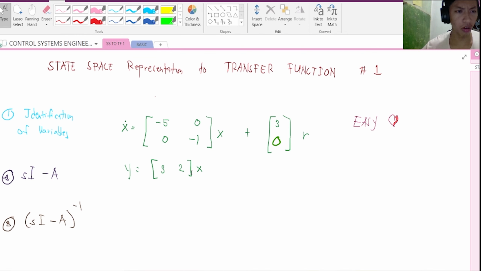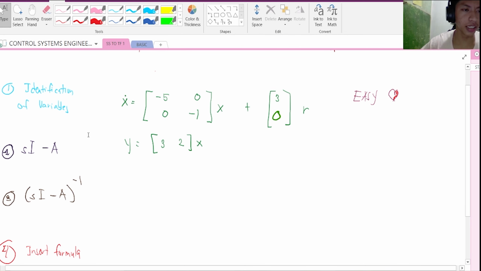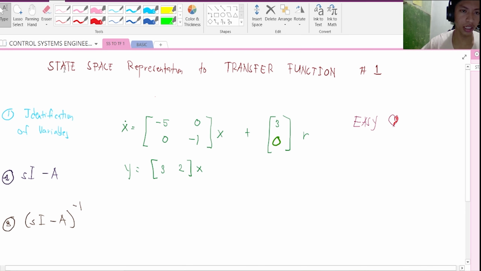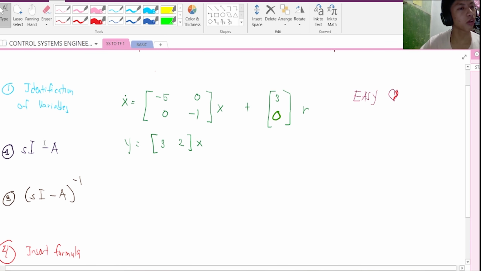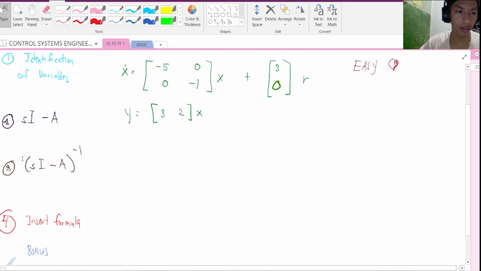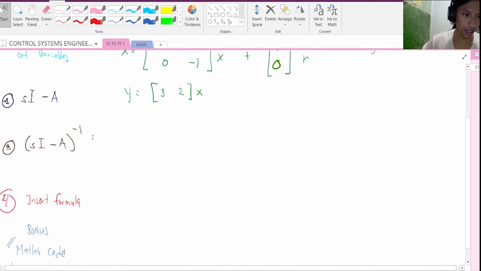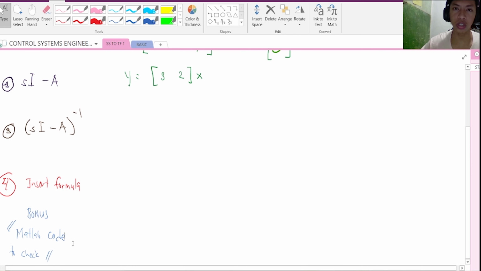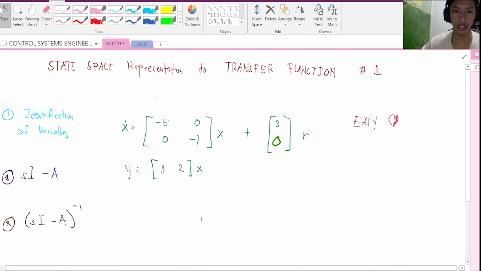Okay, so as you can see in this example, or in this topic and concept, all you have to do is to do these 4 simple steps. The first one would be the identification of variables, this one, the third, and then the fourth. You're just going to use a formula in order to convert this into a transfer function. So just follow along.